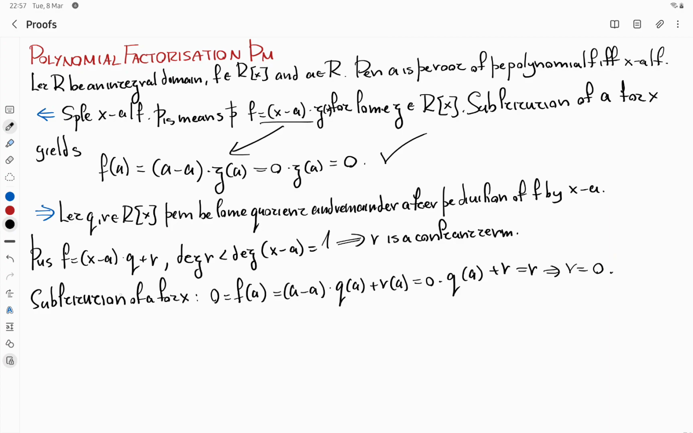And thus, we have f is equal to (x minus a) times q. And thus, we have x minus a dividing f, which is precisely what we wanted. And this concludes the proof.